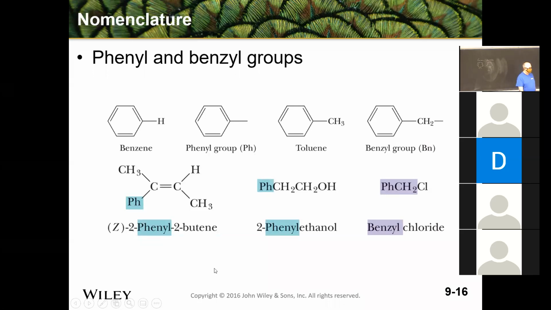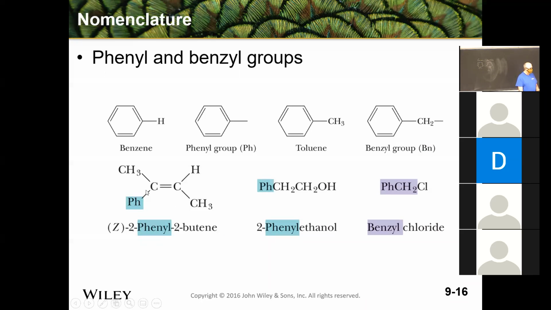Right, so starting with benzene. Benzene as a substituent is called a phenyl. Okay, it seems like it should be called a benzyl, but it's not, it's a phenyl. A benzyl is actually a benzene ring with a CH2. Phenyl group is sometimes abbreviated as Ph, benzyl group Bn.